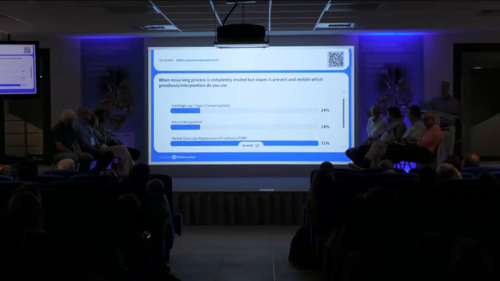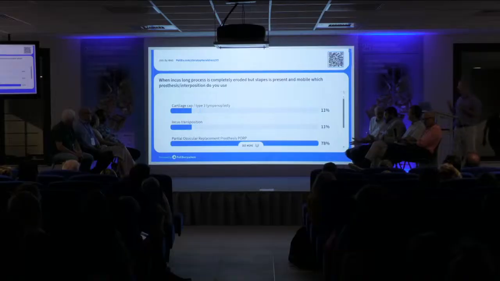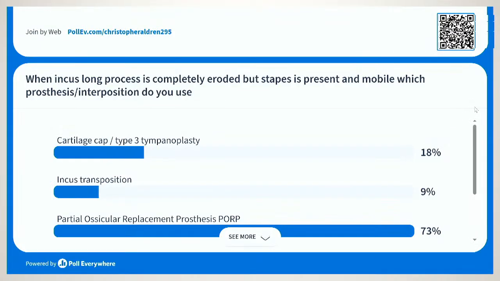Okay, so we've got our next question now. You've got a bigger erosion now. The first one we looked at was a tiny little erosion. What are you going to do when the long process is completely eroded? We now know the answer is nylon and ketochem, but obviously we didn't know that before Dwayne's talk.